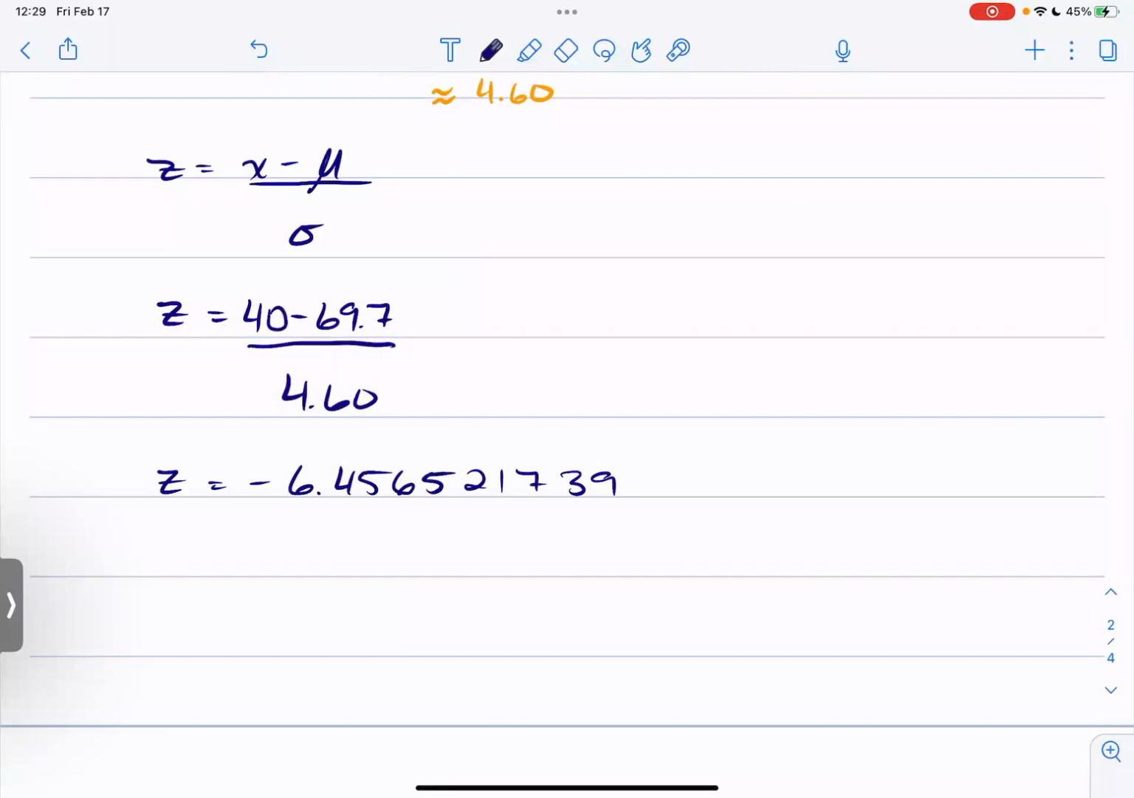Oh boy, what do we do? That's so small, right? Why do I say that? In the 68, 95, 99.7 rule, I only had to move out 3 standard deviations to cover 99.7% of the middle data, or curve. So now being almost 6.5 standard deviations away, well, that's like way out here, right?